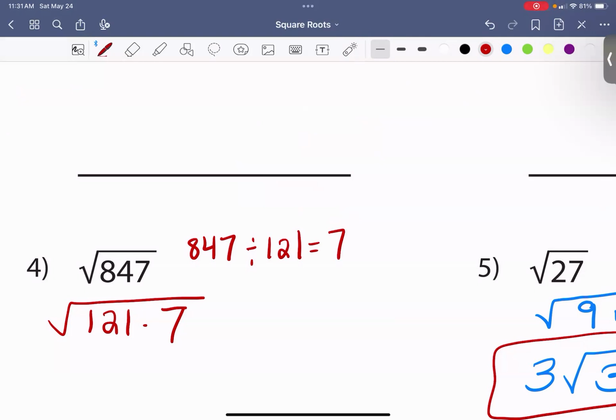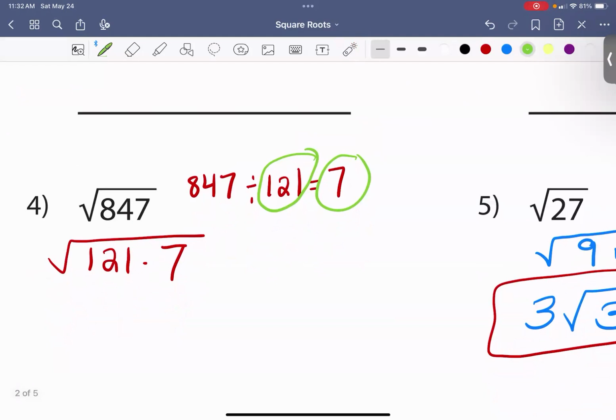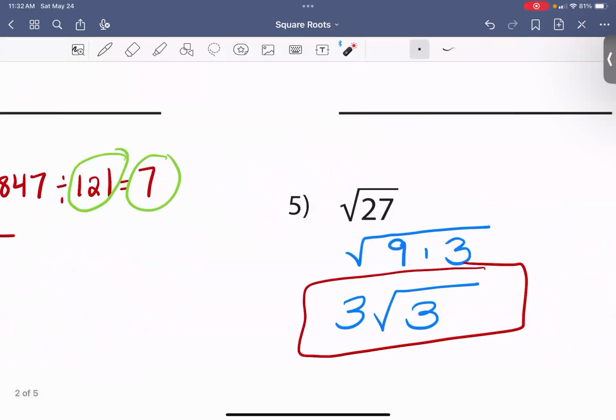So then I knew that 121 and 7 had to go inside of the radical sign. So now the square root of 121 is 11. There's no perfect square for 7, so I just keep it as the square root of 7. So our answer is 11, the square root of 7. If you're asked to put your answer in simplest radical form, this is what it would look like.